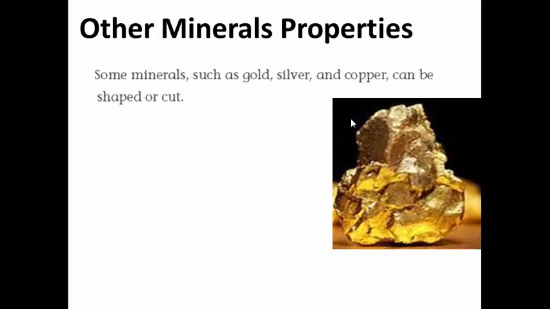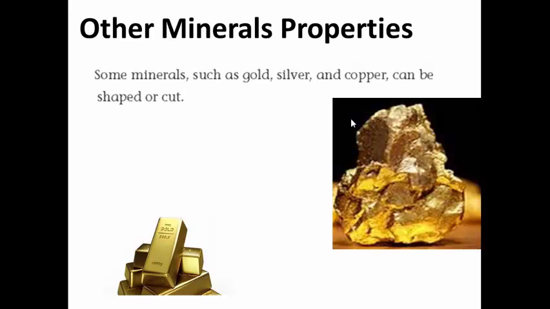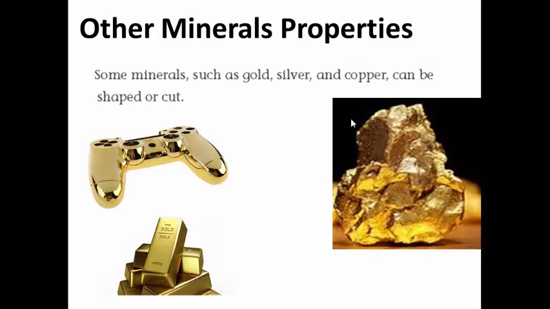We have here something like gold, silver, and copper that can be shaped or cut. Teacher, what is the meaning of can be shaped or cut? We can make any shape from them. We can cut them to make different shapes. Like, don't laugh, this is a PlayStation controller. Yes, it's made of gold. So we can shape it into any shape we want, or cut it into anything you want to do.